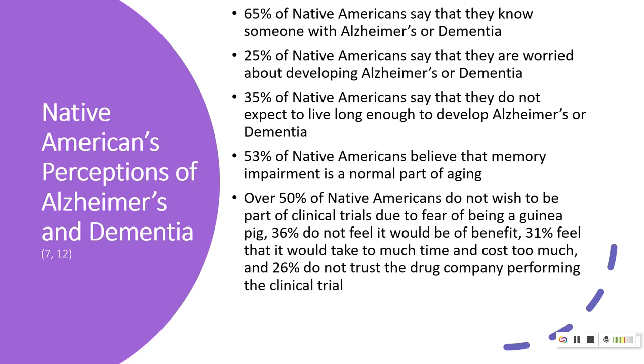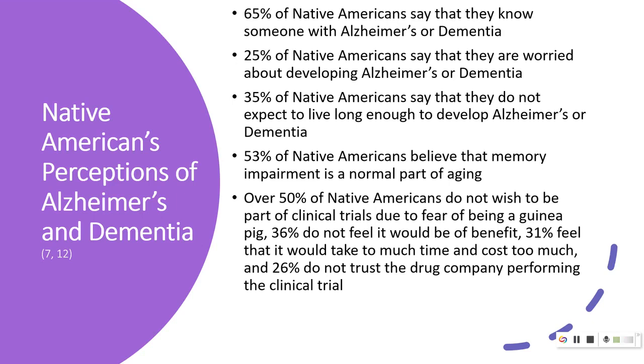When you're doing research on Alzheimer's and dementia, it is really important to include different ages and ethnicities. So over 50% of Native Americans do not want to be part of any type of clinical trial because they feel like they're being used as a guinea pig. When we talk about clinical trials, we're talking about the medications that they're finding might slow the progression down.